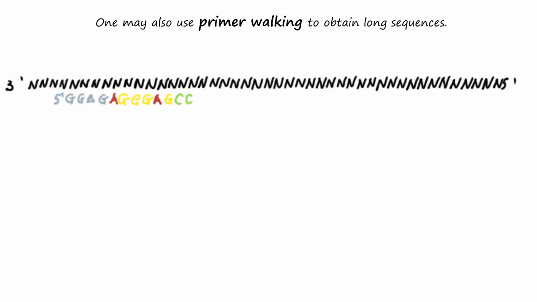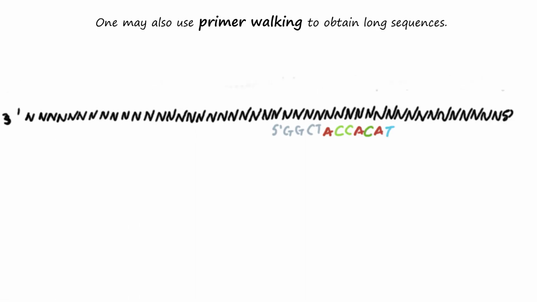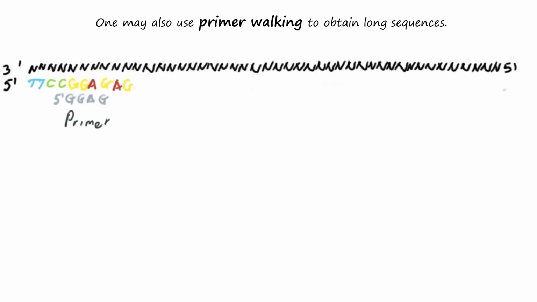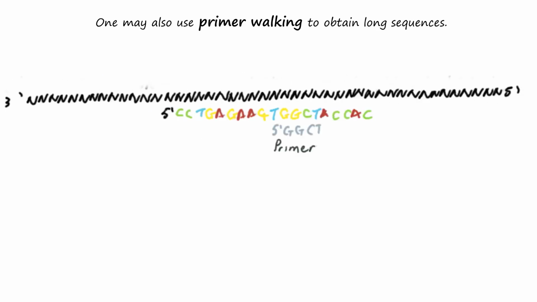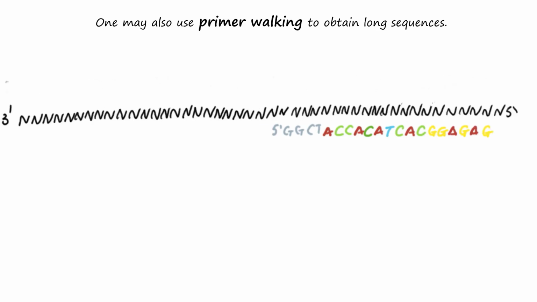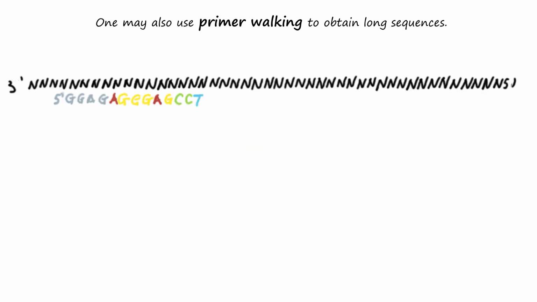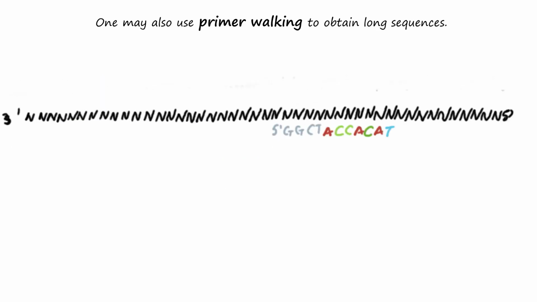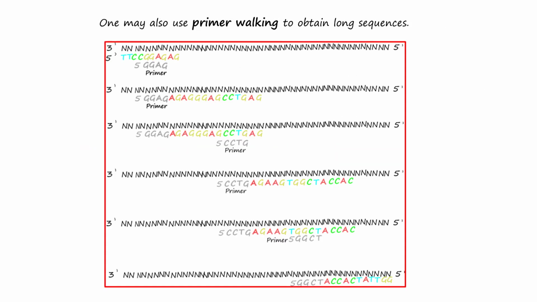One may also use primer walking to obtain long sequences. In primer walking, a series of Sanger sequencing reactions are used. Based on the sequence of an initial fragment, primers are designed near one end to amplify the sequence further along the strand. Then this sequence is used to design a primer near its end and sequence even further along the DNA strand. And so repeating this process many times reads a long continuous sequence.